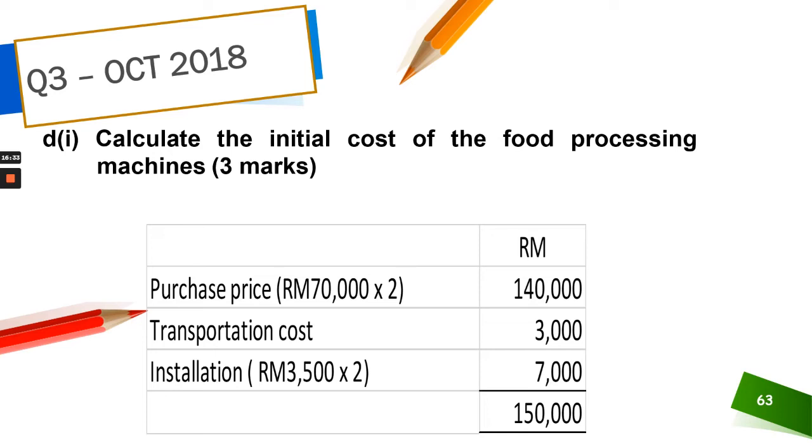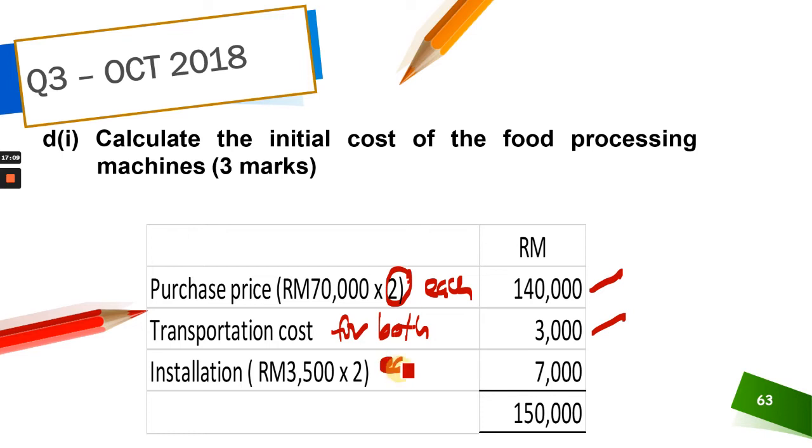Okay, next, D1. You are asked to calculate the initial cost. Earlier, based on the question, I already made this segregation. If you can still recall, the purchase price from the question was 70,000 each. So we multiply by 2 because there are 2 machines, so 140,000. Transportation cost, if you can still recall, this is for both, 3,000. This one is each, so you times 2.